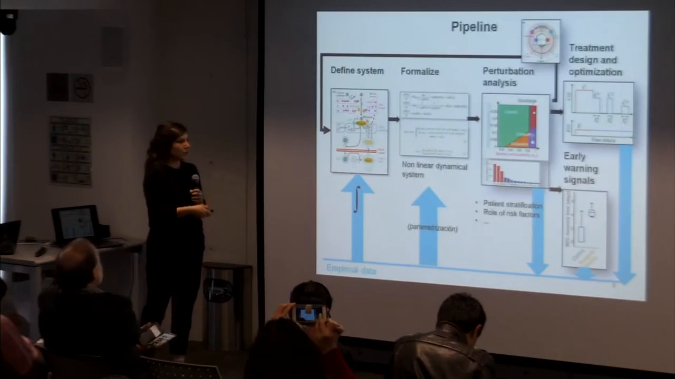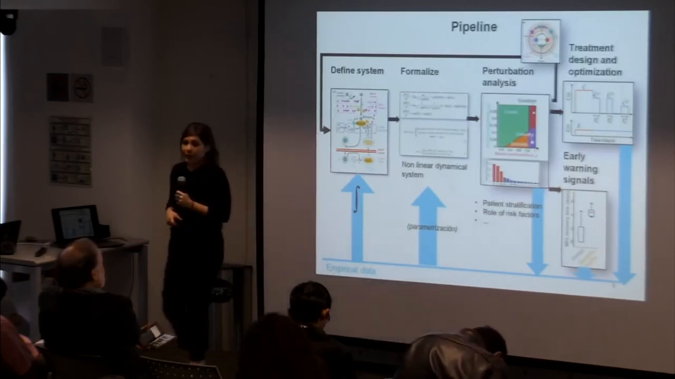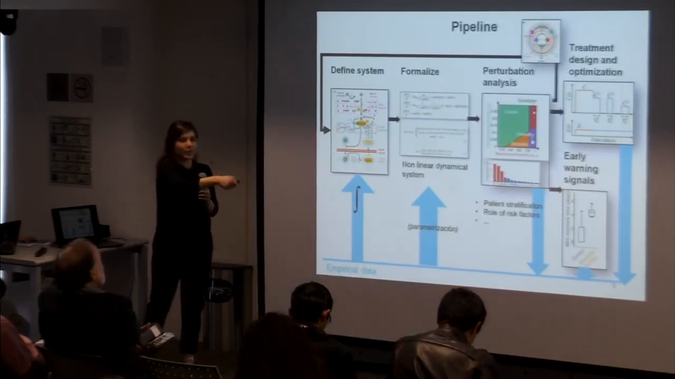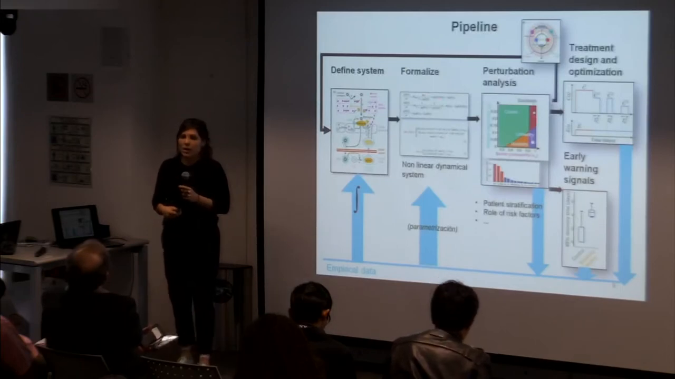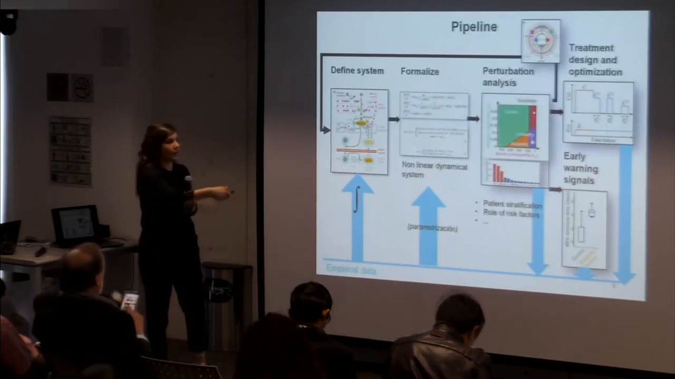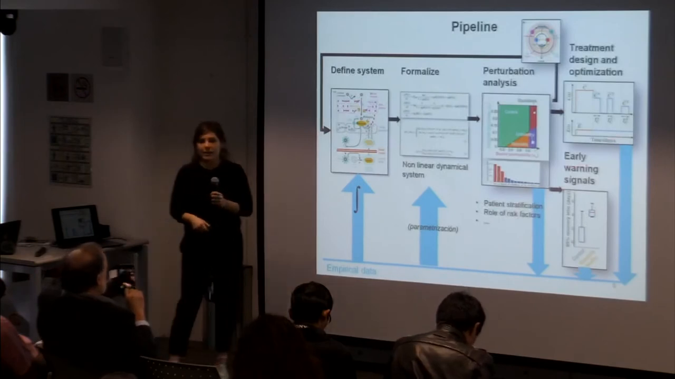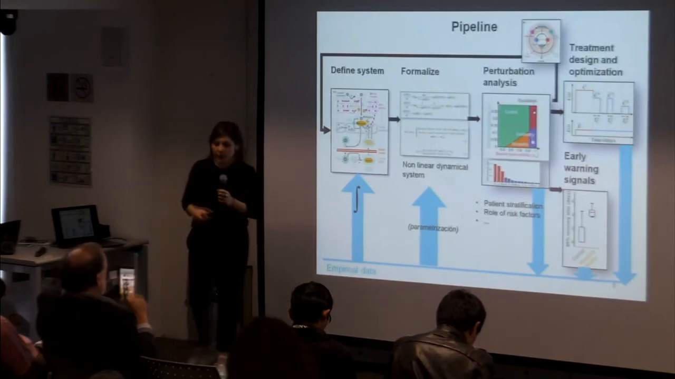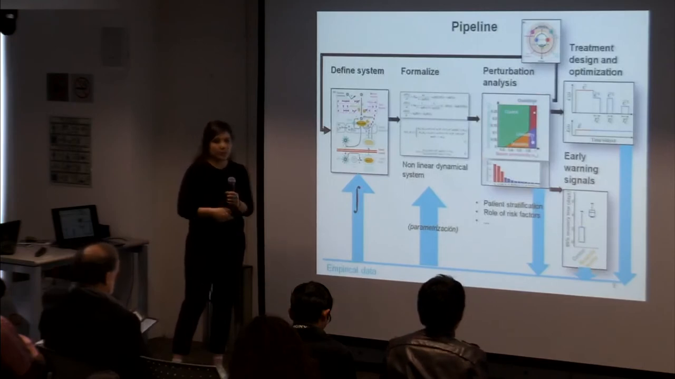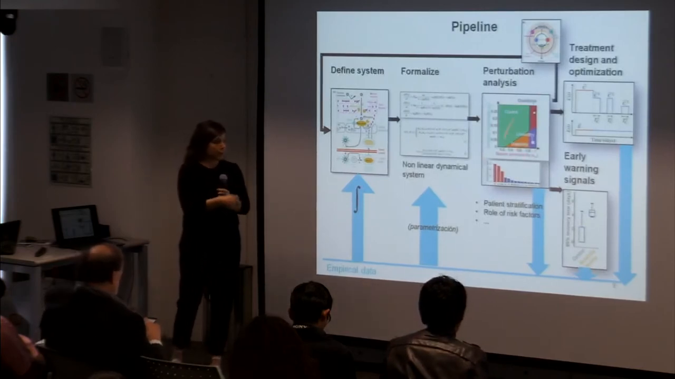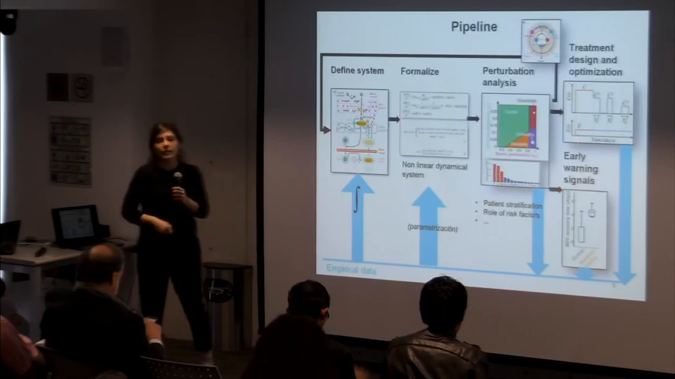But we can also continue doing more interesting stuff, for example, use the already calibrated, hopefully validated model to do some treatment design and optimization by, for example, putting the system of equations into an optimization algorithm, and with this tackle the problem of negative side effects of treatments, and also, in the line of the previous talk, find early warning signals that tell us something about the possible future states of a patient who hasn't yet developed symptoms, but who might benefit from early treatment and prevention.